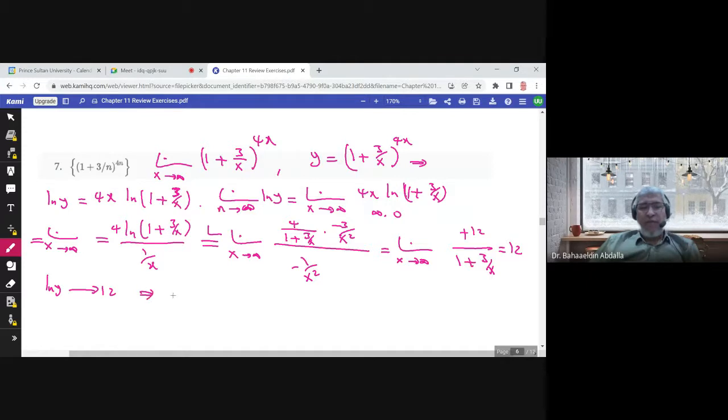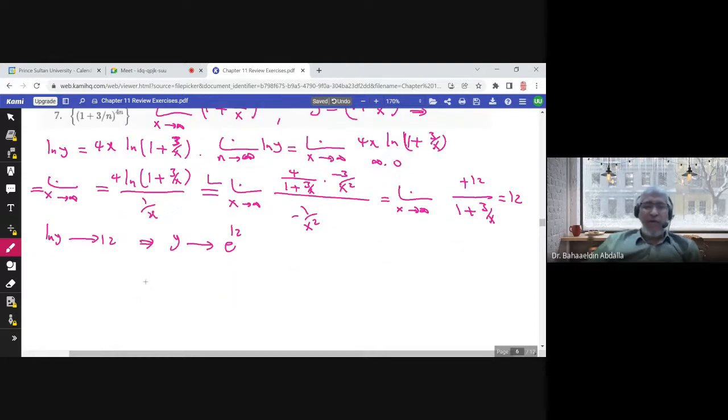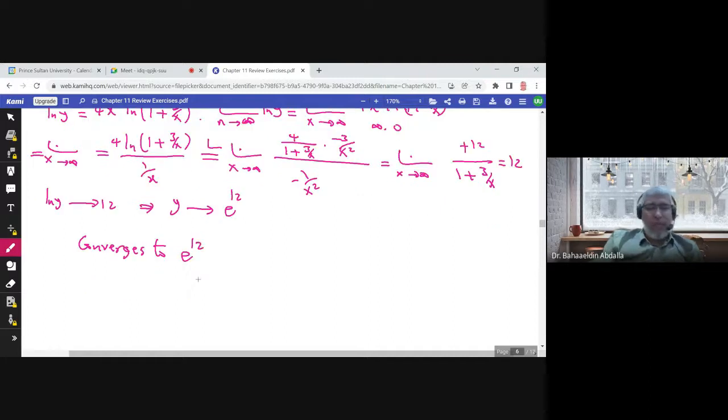This means that y approaches e to the power 12. So this sequence is convergent, and it converges to e to the power 12.